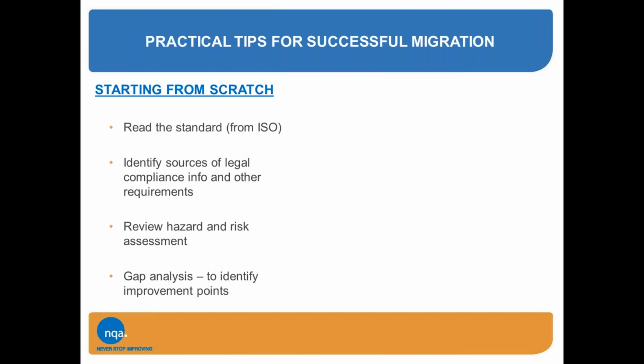So the practical tips, if you're starting from scratch, I would suggest, first and foremost, have access to and read the standard. That sounds obvious, but I can guarantee there are clients out there that we go in for an assessment process and they haven't. Identify the sources of legal compliance and information, and how you're going to achieve that information, and how is it going to be updated and kept up to date, and link that to the other requirements of the management system and your organisation. Review your existing hazard and risk assessment methodology in relation to the standard. Does it deliver the benefit? And if you need to, as I said earlier, consider a gap analysis to identify the improvement points.